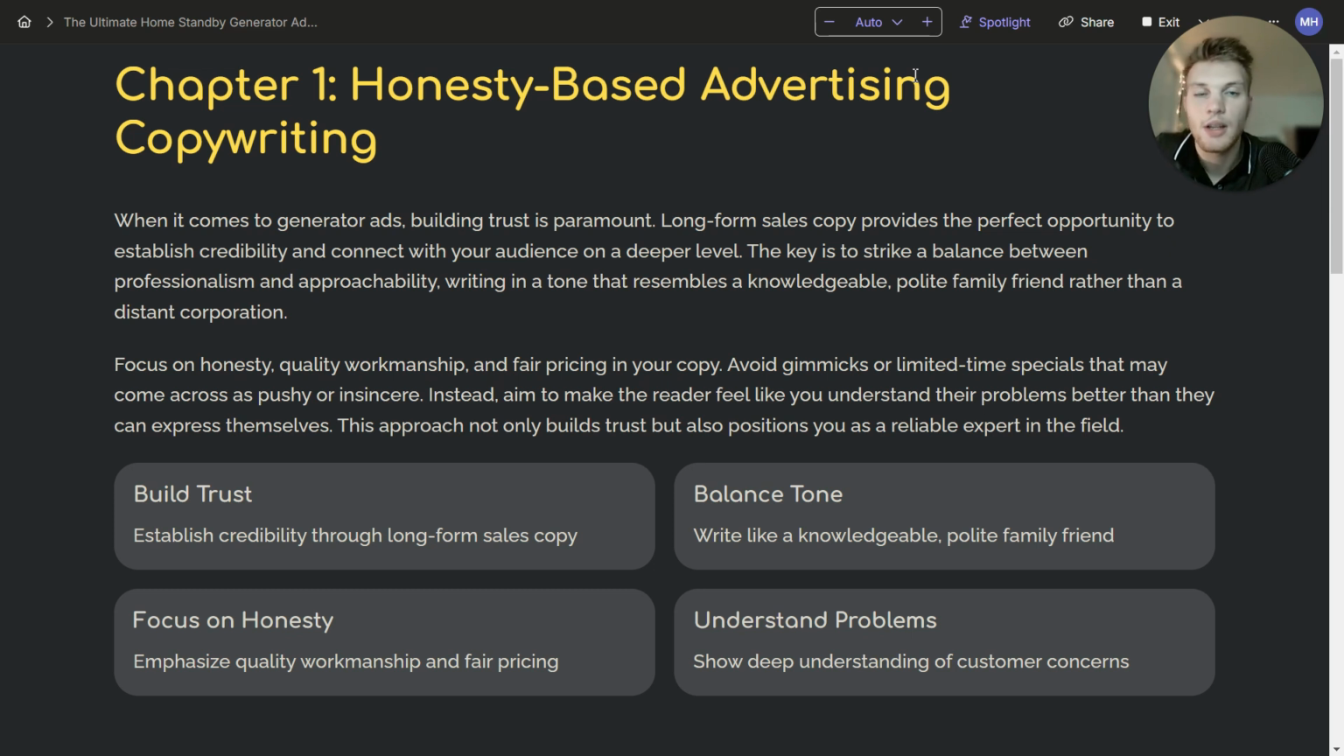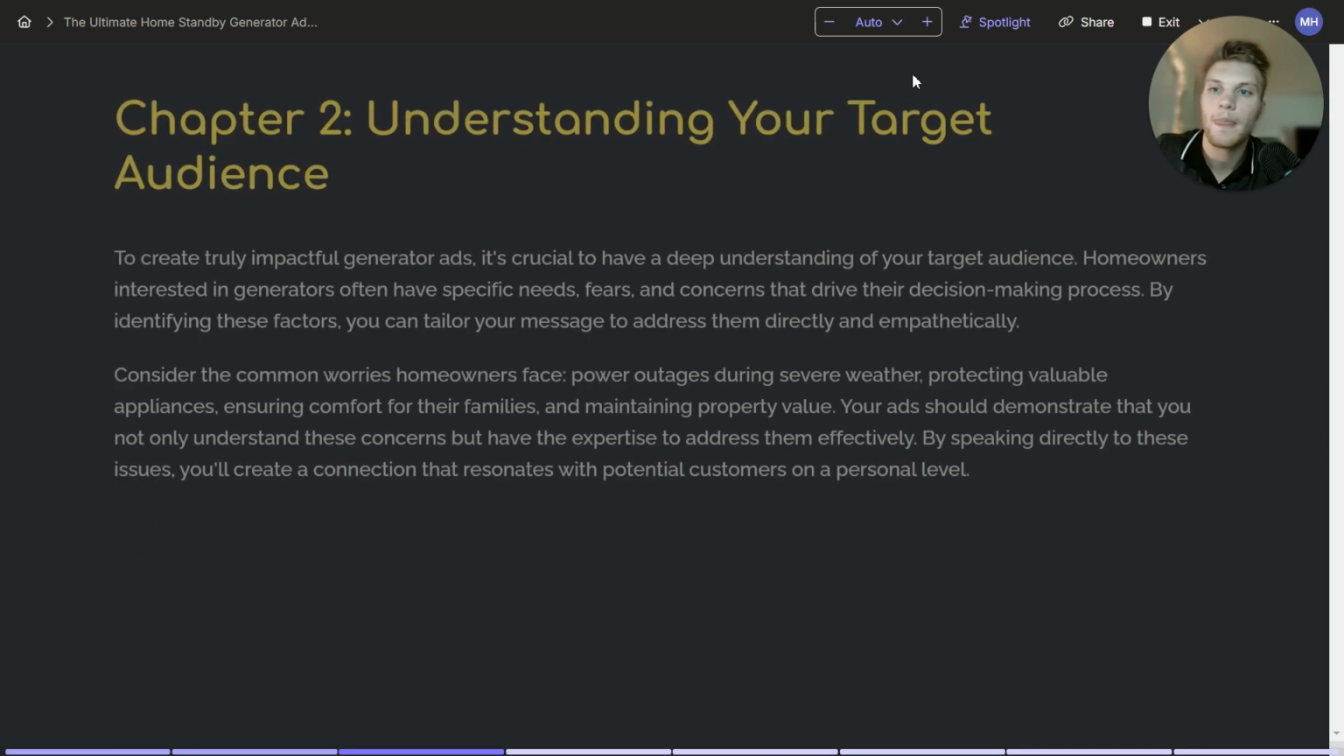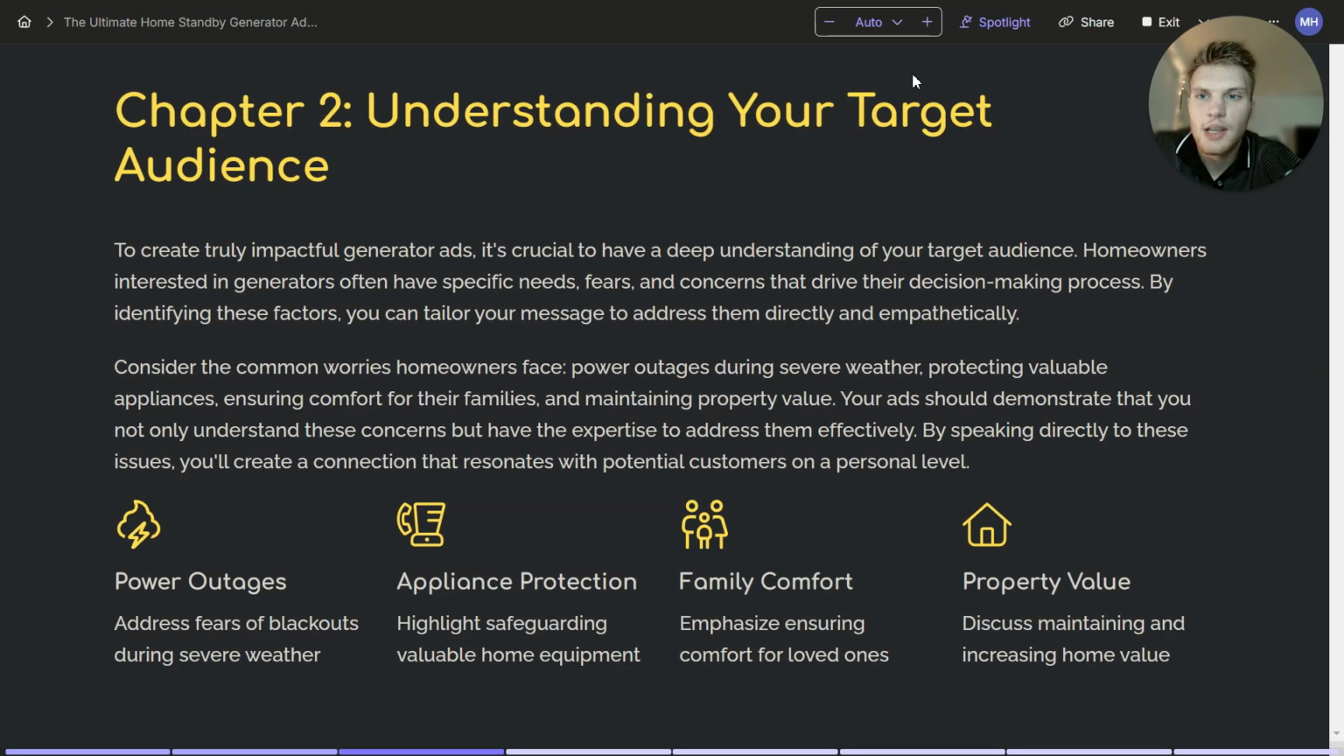So if you can do all of those things, at least to a decent level, you're going to have really good generator ad copy, right? So chapter 2 is understanding your target audience.